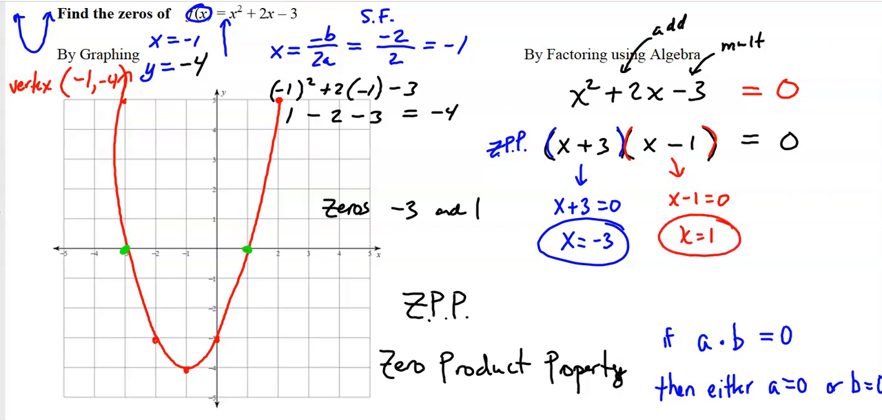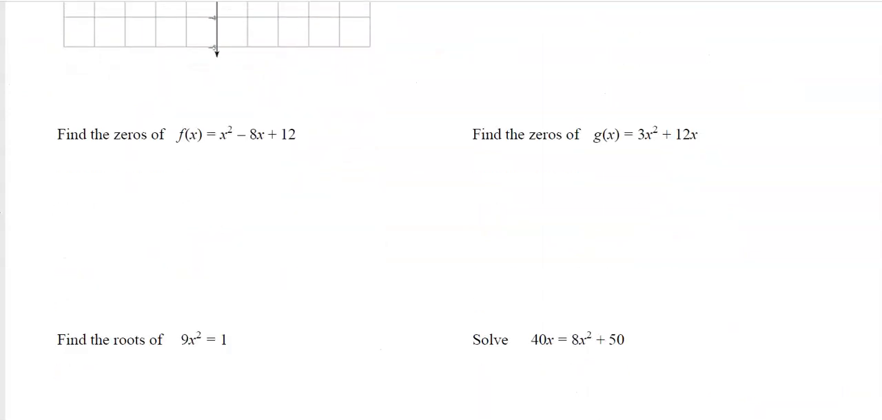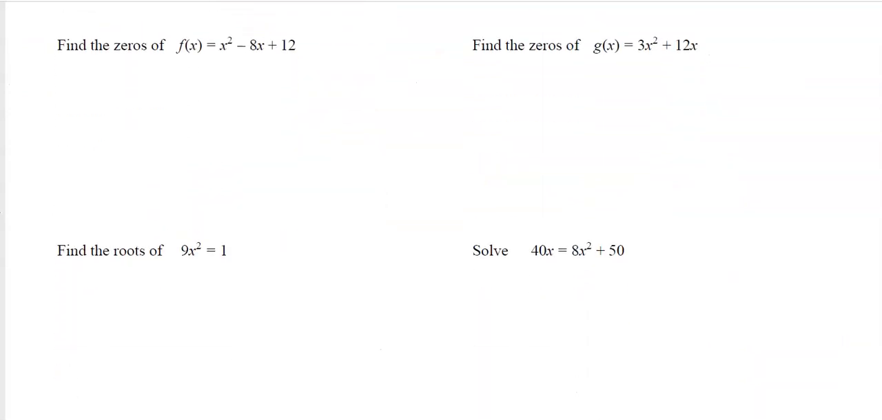So you'll notice that those are the same two solutions that we got from our graph. All right? So you can do it by factoring using algebra, or you can do it by graphing. The rest of this sheet, we're going to focus more on the factoring part. So let's keep moving down. It says find the zeros of, and we have a couple of equations here. So I'm going to move a little bit quicker.